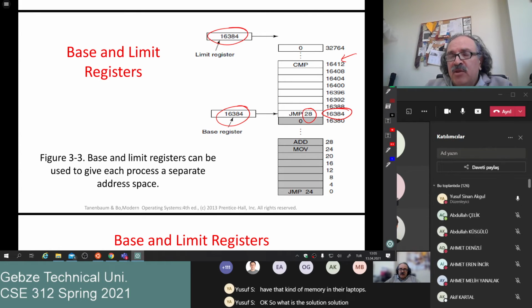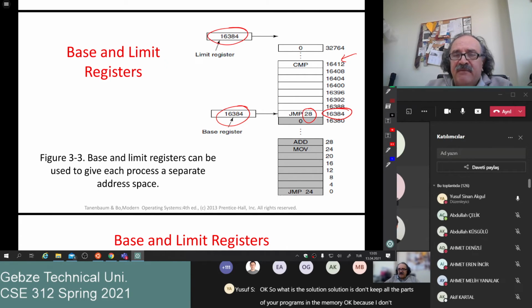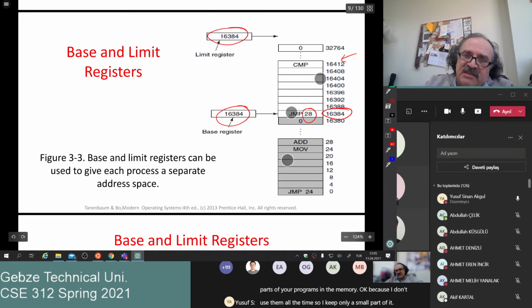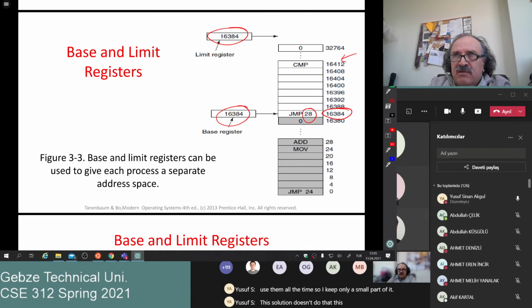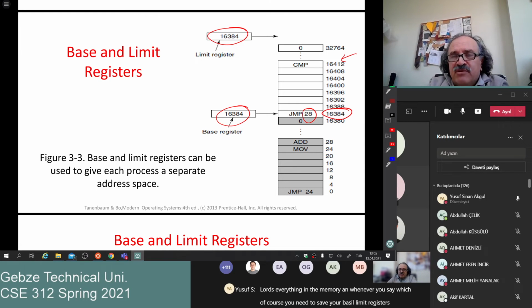The solution is don't keep all the parts of your programs in the memory, because I don't use them all the time, so you keep only a small part of it. This solution doesn't do that. This solution loads everything in the memory, and whenever you switch, of course you need to save your base and limit registers in the process table, and whenever you switch you need to update your base and limit registers.